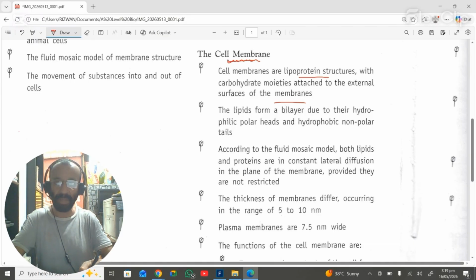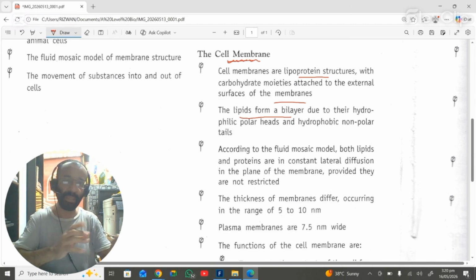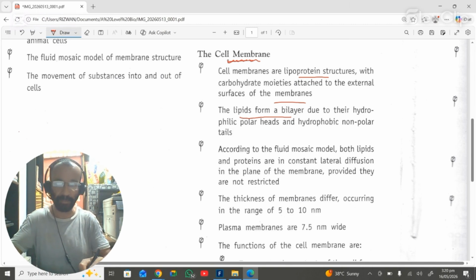The next point to remember is that the lipids form a bilayer due to their hydrophilic polar heads and hydrophobic non-polar tails. So this is the next point to remember, that the lipids form a bilayer, and this bilayer is due to the presence of the hydrophilic polar heads and the hydrophobic non-polar tails.